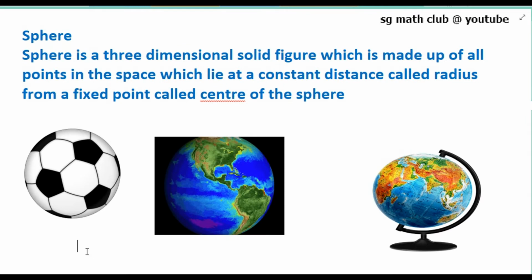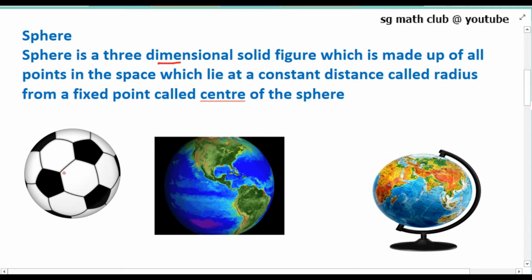So a sphere is a three-dimensional solid figure, made up of all the points in space which lie at a constant distance, called the radius, from a fixed point, and the fixed point is called the center of the sphere. The only difference between a circle and a sphere is that a circle is a two-dimensional plane figure and a sphere is a three-dimensional solid figure.